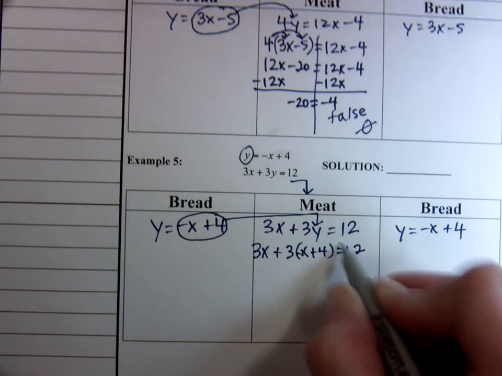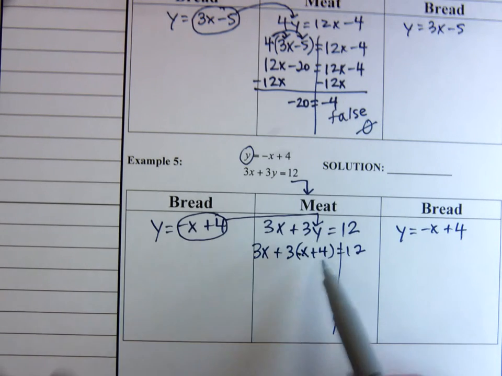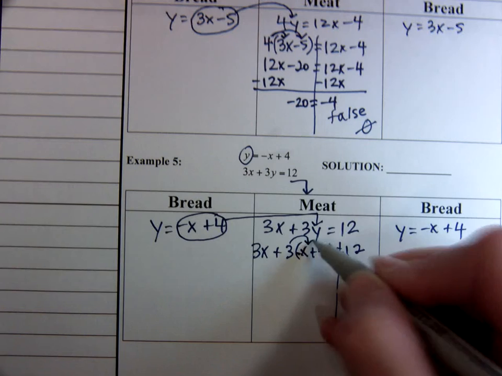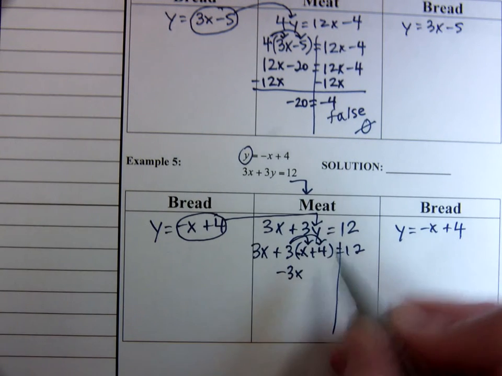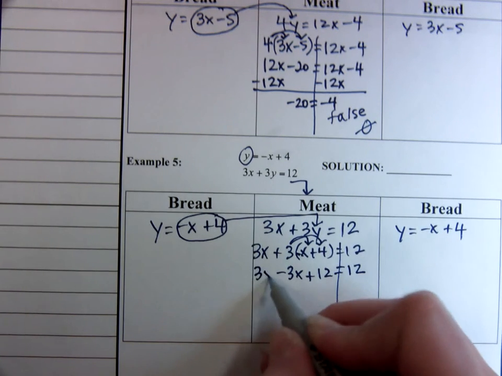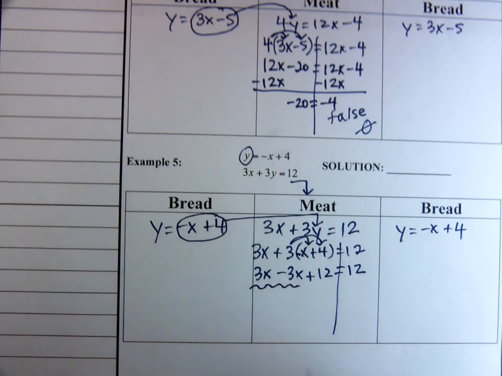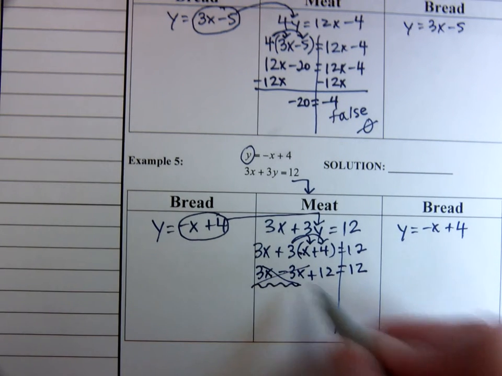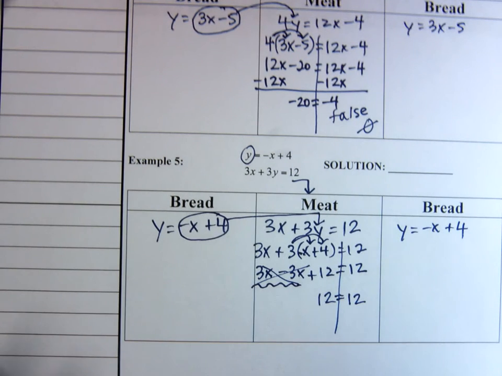And again, our goal is to get the x by itself, but we've got parentheses we got to get rid of. So 3 times negative x is negative 3x, and 3 times 4 is 12. If we bring everything else down, then we combine like terms. 3x minus 3x, well, those go away. And so all we're left with is 12 equals 12. And again, the variables have gone away.